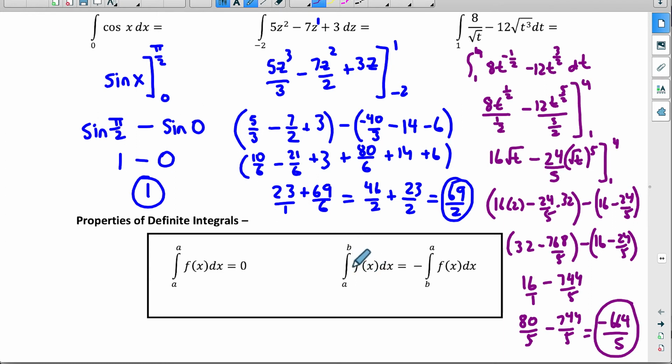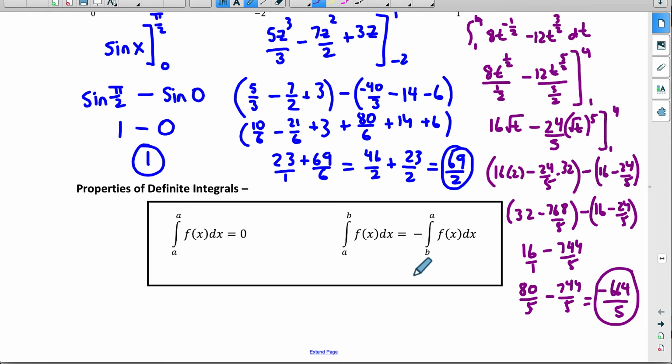And this one, if your bounds are b and a, upper bound b, lower bound a, and then you switch it, now it's going to be exactly the same as the previous answer, but it's going to be negative. And that should make sense too. It's kind of like the difference between going 3 minus 5 and 5 minus 3, right? One's going to be negative and one's going to be positive. And that's exactly what this is telling you.